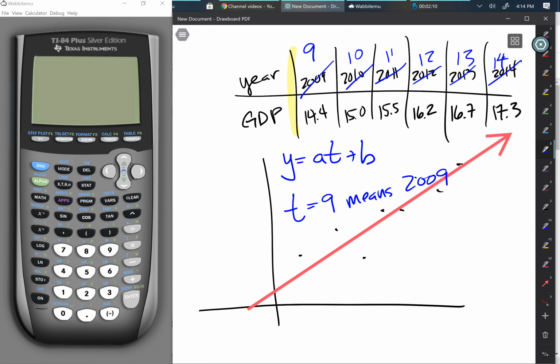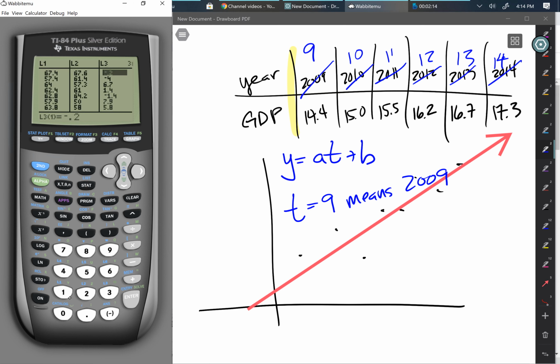All right, so what I need to do is take this data and put it in my calculator. So you can see the calculator there. I'm going to go to the Stat button, and I'm going to go to Edit, and I'm going to put data in. Now you'll see I've got a whole bunch of data in mine already. That's because I use it all the time. I'm just going to clear that out. I need two lists, clear. Go ahead and put that data in over here, 9, 10, 11, 12, 13, and 14.